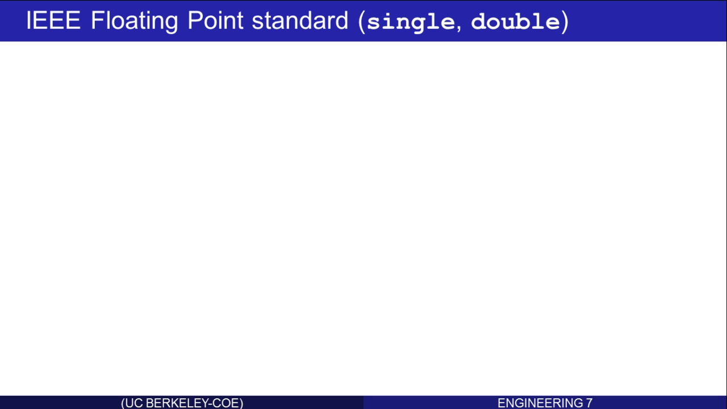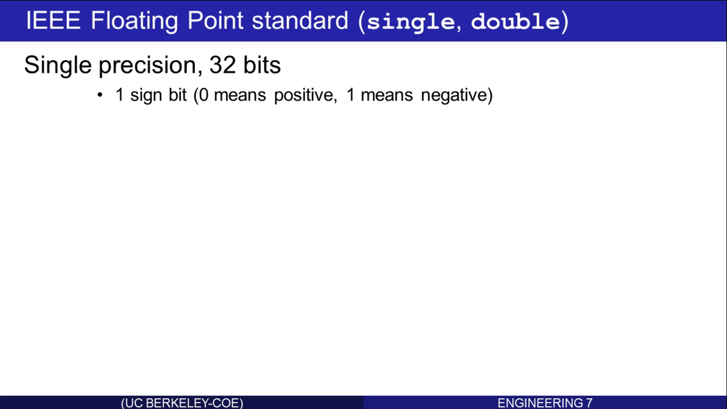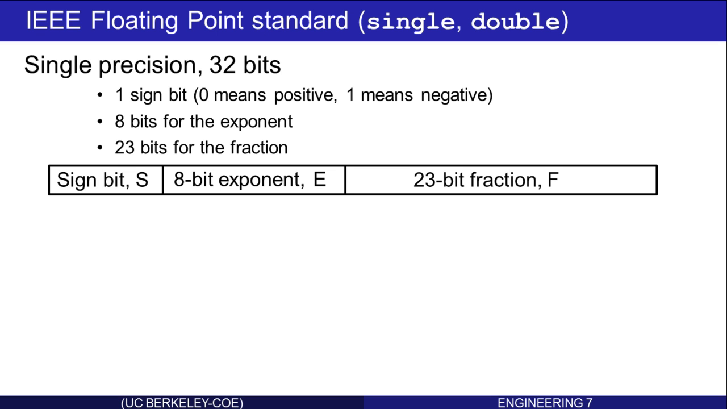There's a standard for both single precision and double precision. Single precision uses 32 bits: 1 bit for the sign bit, 8 bits for the exponent, and 23 bits for the fraction, for a total of 32 bits, and they're arranged in this way. The first bit is the sign bit, followed by 8 bits in the exponent, and finally the 23-bit fraction.